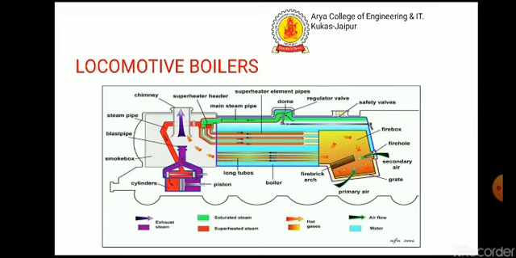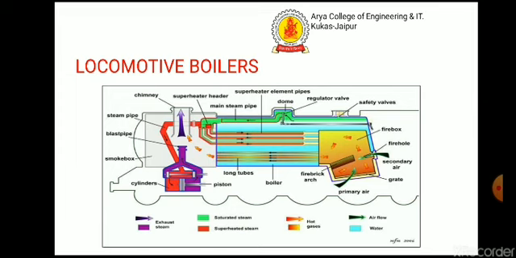Waste steam from the engine enters the smoke box through the blast pipe. A door is provided in the smoke box for expansion and cleaning. Next, the superheater: to remove the moisture from the wet steam and to increase the temperature of the steam.